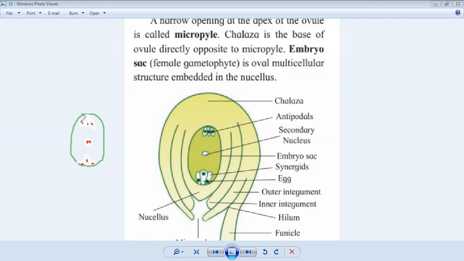So total how many nuclei are there? 1, 2, 3, 4, 5, 6, 7, 8. Okay. So total 8 nuclei are there and 7 cells. The upper 3 cells, the lower 3 cells, that makes 6 cells. Okay. And this combined one is a single, complete cell. That is a 7-celled and 8 nucleate structure. So you can see here the 7-celled and 8 nucleate structure.